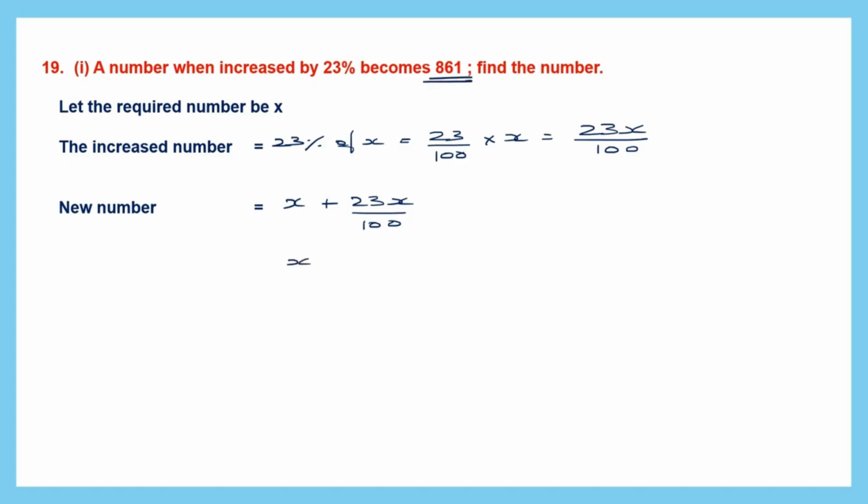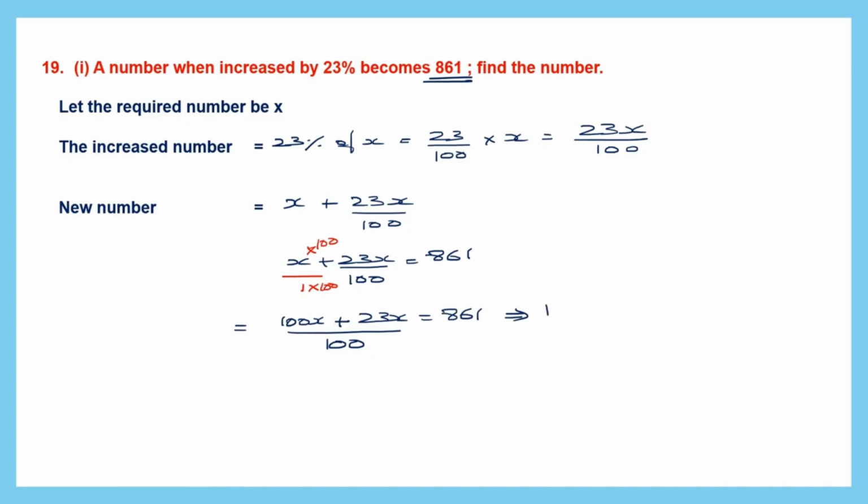So we can say that x plus 23x by 100 is equal to 861. Now we have to find the LCM here. The LCM will be 100. So here it is 1 into 100, so we multiply this also by 100. That becomes 100x, and because it's an increase, we say plus 23x, equal to 861. Now 100x plus 23x is 123x. This by 100 is equal to 861.